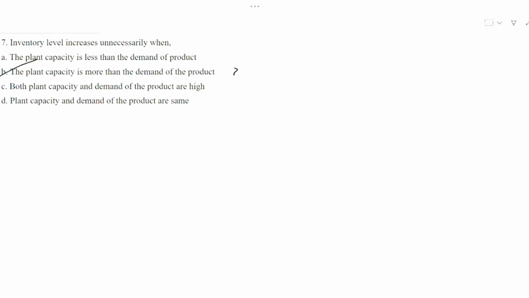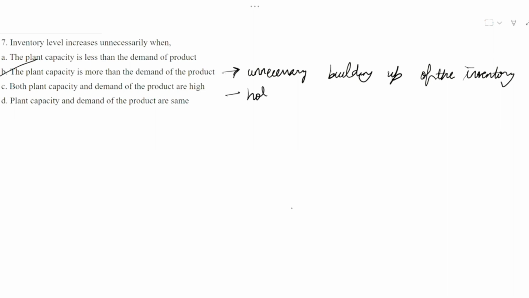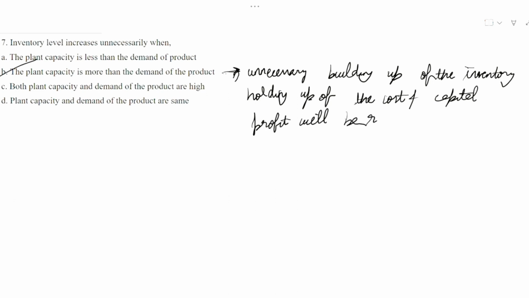This will lead to higher plant capacity and low demand, which will lead to unnecessary building up of the inventory, holding up of the cost and capital, and profit will be reduced.